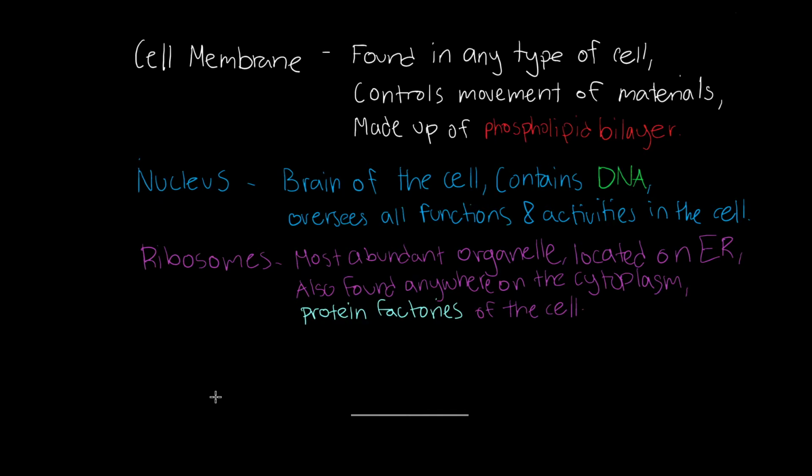Let's go to the next organelle, ribosomes. Ribosomes are the most abundant organelle in the cell. They're either located on the endoplasmic reticulum or just floating around in the cytoplasm. The job of a ribosome is to make protein for the cell. That's all the organelles of the cell we'll be discussing for this video, since you need to know what those organelles are to understand the difference between prokaryotic cells and eukaryotic cells.